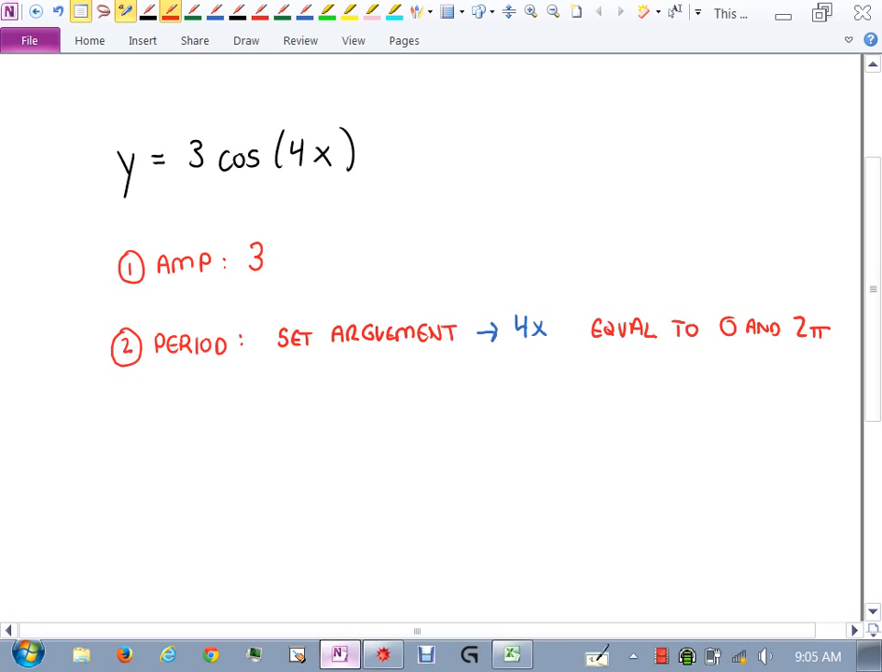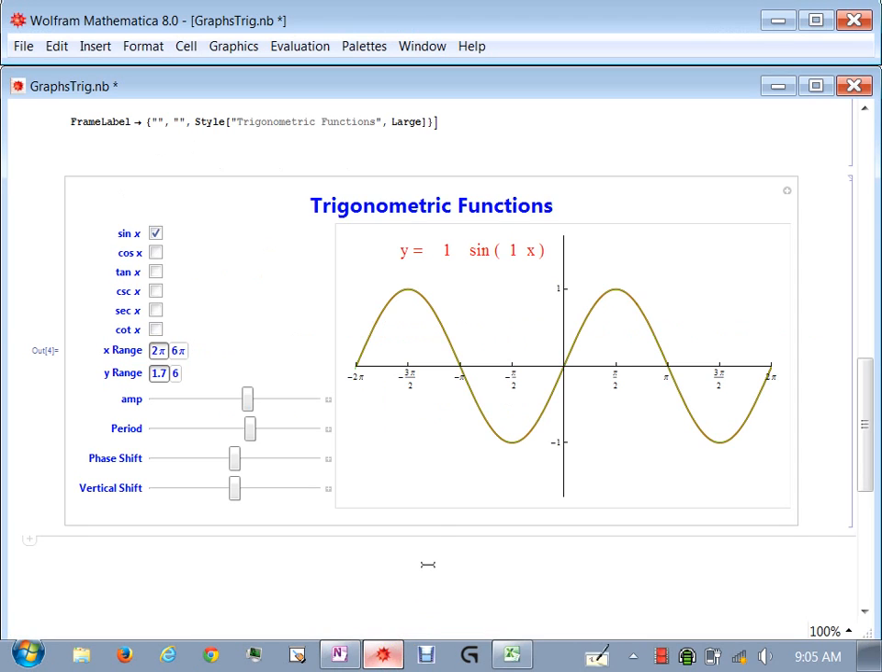So let's take the argument, which is 4x. Let's set it equal to 0. And then a separate equation, let's take the 4x and set it equal to 2 pi. Do you all follow that? Now, the question might be, why are we doing this? Why are we setting it equal to 0 and 2 pi? Well, that goes back to the whole idea of your traditional cosine. Here's our cosine curve.